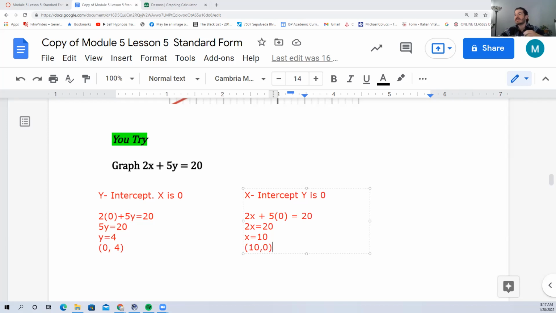Boom. Okay, but that's not what the question is asking for. The question is asking us to graph it. I just made those notes because I wanted to. So here's the quick and dirty version of it.